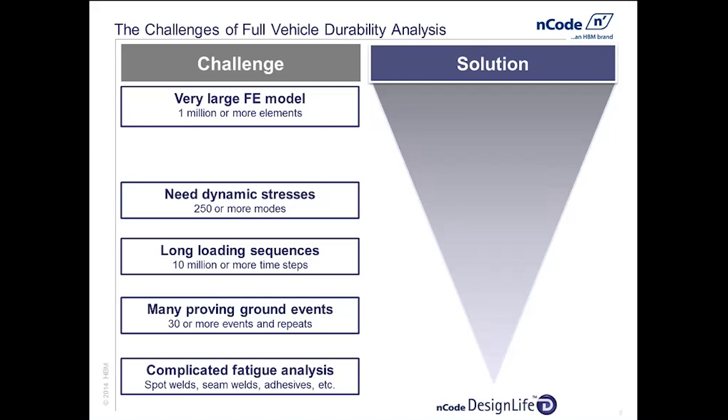So let's get started from the top here. First challenge is we have a very large model. These days, a typical full vehicle or large structure model could be a million or more elements. So that's one challenge. How do we deal with such a large model? Second challenge is we may need to look at dynamic stresses.